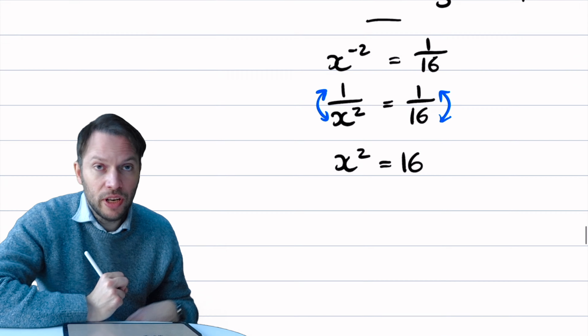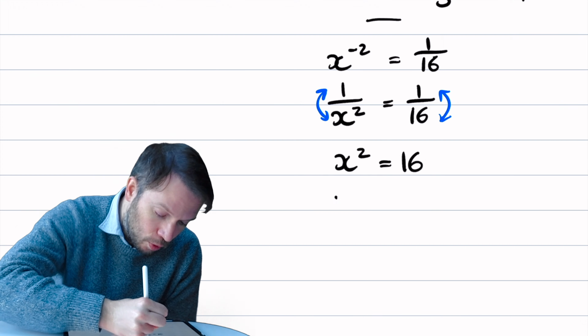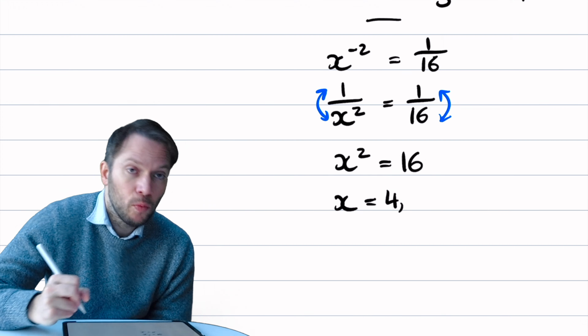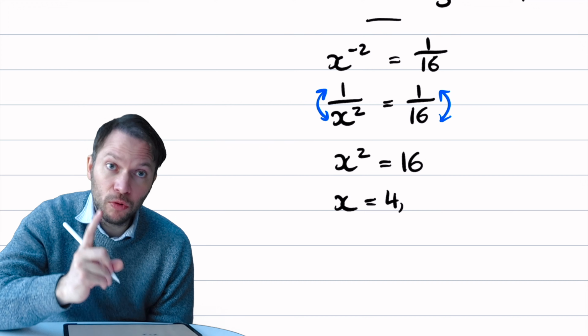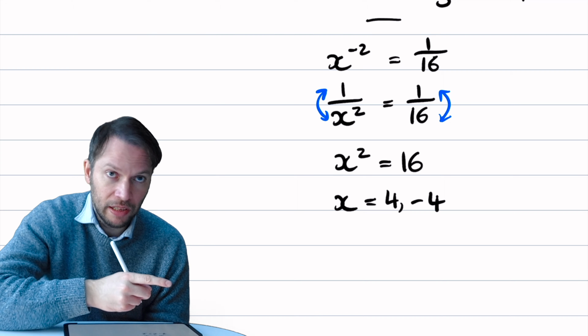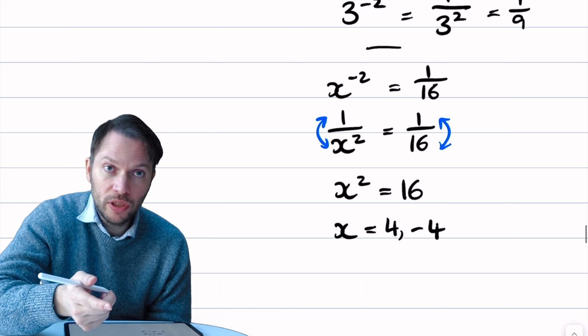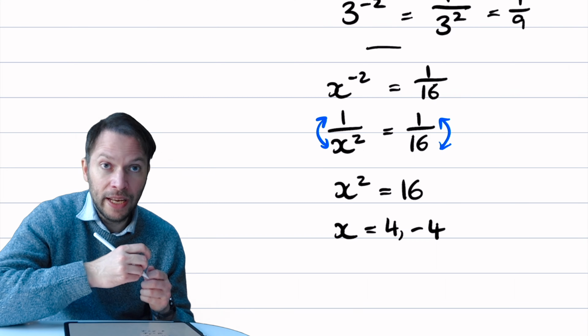Now, let's think, what number squared is equal to 16? Well, x could be 4, because 4 squared is equal to 16. But what else squared also gives 16? Well, it could also be minus 4, couldn't it? X could be minus 4 because minus 4 times minus 4, remember negative times negative is positive, so minus 4 times minus 4 would also be 16. So they are the two solutions.